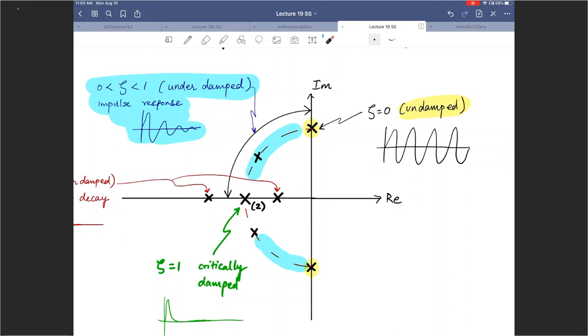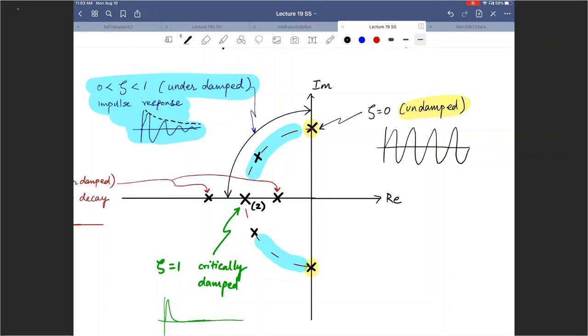What is that called? It's called an underdamped system. Why is it called an underdamped system? Because the impulse response of this system looks like this. There is damping, right? So as you can see, the envelope keeps going down. So it's exponentially decaying. It is damping.